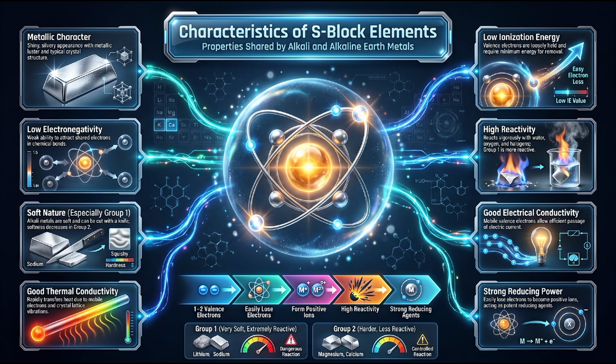One of the most important characteristics of s-block elements is their metallic character. All s-block elements, except hydrogen, are metals. They have a shiny, silvery appearance known as metallic luster when freshly cut. Their atoms are arranged in a regular crystal structure, giving them the typical properties of metals. However, because these metals react quickly with oxygen and moisture in the air, their shiny surfaces soon become dull as a thin layer of oxide forms.